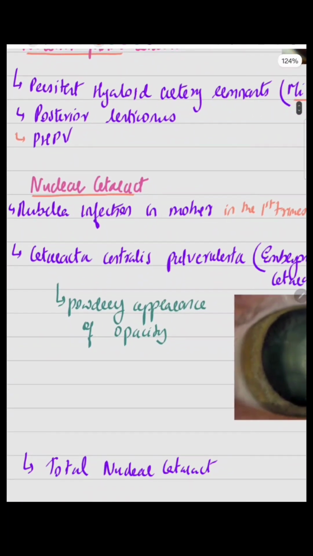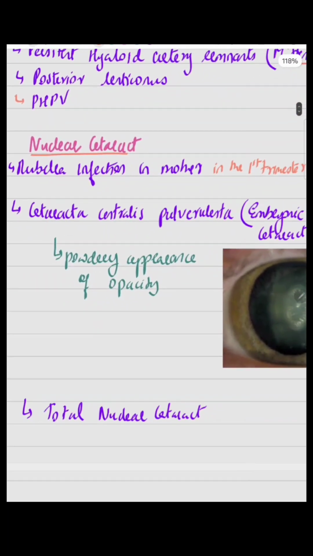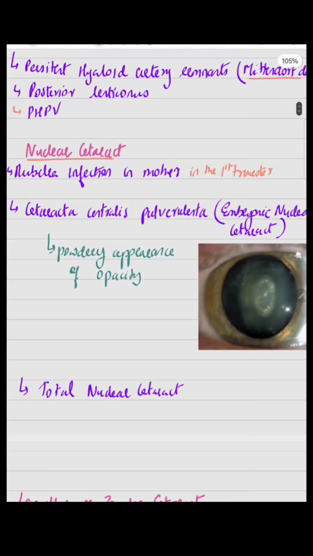Coming to nuclear cataract, it is because of rubella infection in the mother in the first trimester. Cataracta centralis pulverulenta is there, and embryonic nuclear cataract, which is autosomal. Then the next one is total nuclear cataract. These are the three types of nuclear cataract. Rubella infection is usually in the first trimester.